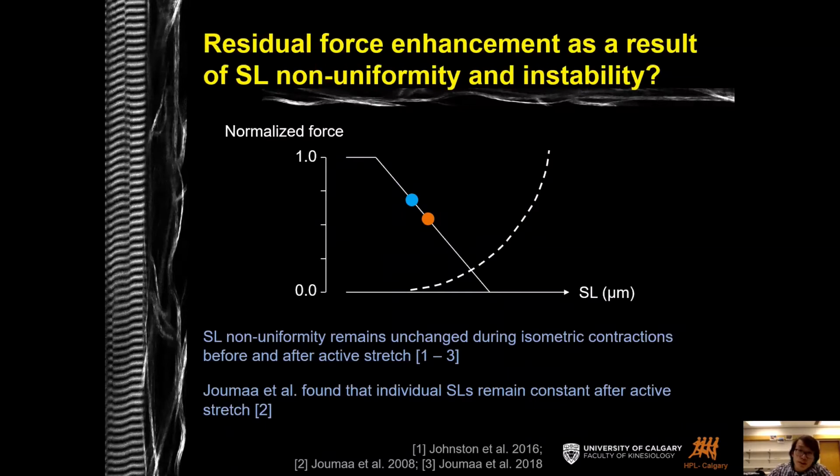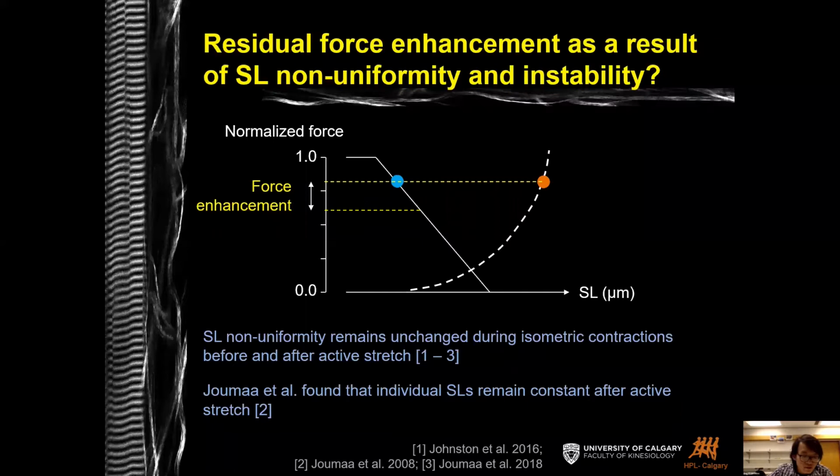Let's take residual force enhancement as an example. Here, we have the sarcomere force-length curve presented in solid white line, showing only the plateau and the descending limb. The white dotted line indicates the passive force. Now let's say we have two sarcomeres on the descending limb with an average force indicated by the yellow dotted line. Based on the sarcomere length non-uniformity theory, after active stretch, the sarcomere on the upper part of the descending limb in blue will shorten at the expense of the other sarcomeres in orange as it pops and is caught by the passive force. The end result is enhanced force.